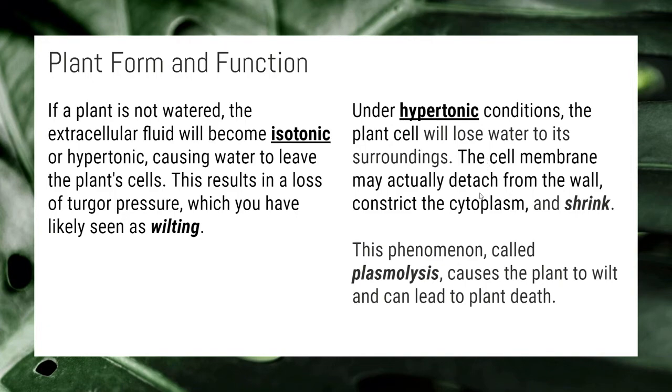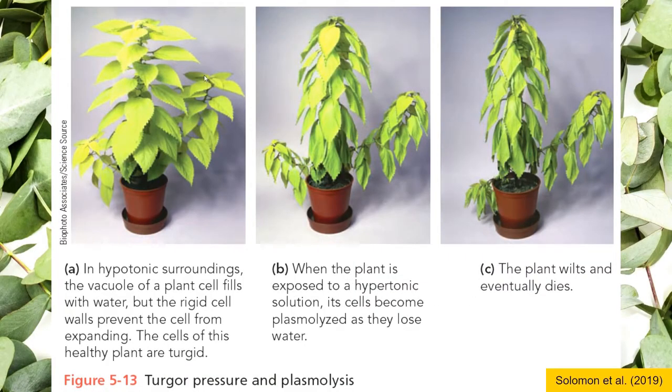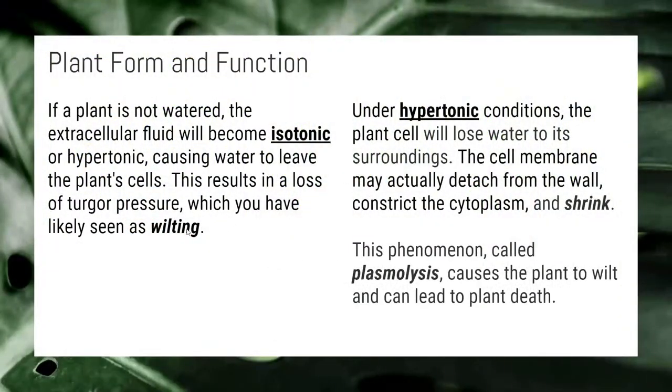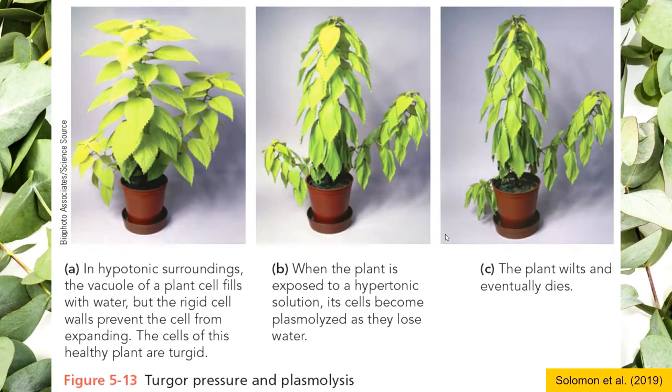For example, this is how a plant will look in a hypotonic surrounding. Healthy, turgid, the plant cells are filled with water, but they're not swelling because of their cell wall. This is how plants will look, wilting, when they are placed in a hypertonic solution. When it starts off isotonic, then eventually becomes a hypertonic solution, they will wilt like this. And if they are not watered anymore, they are no longer in a hypotonic solution, the plant will wilt and eventually die. So plants are healthiest when placed in a hypotonic solution.